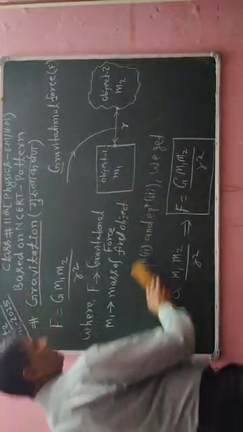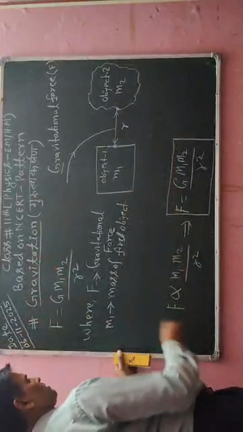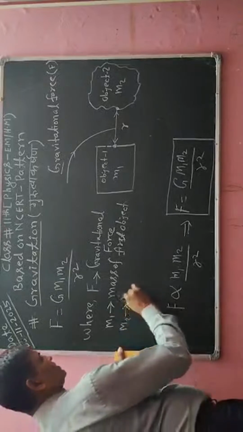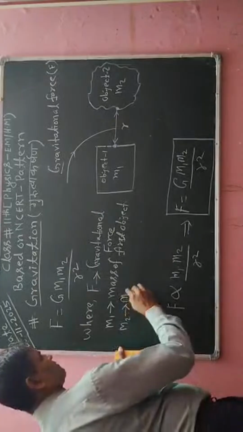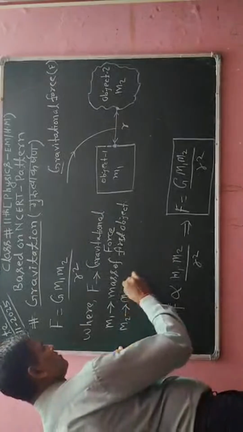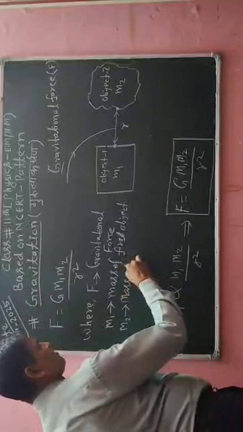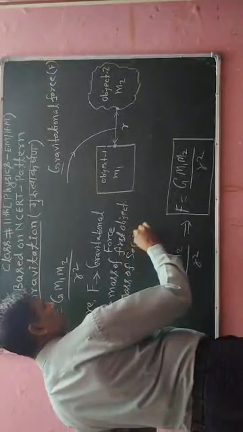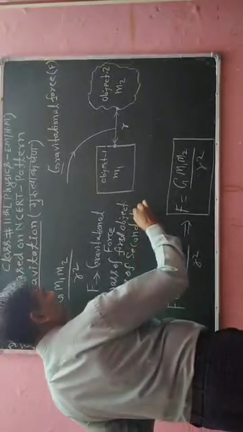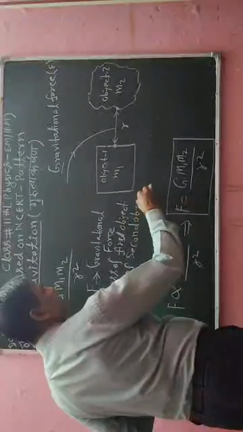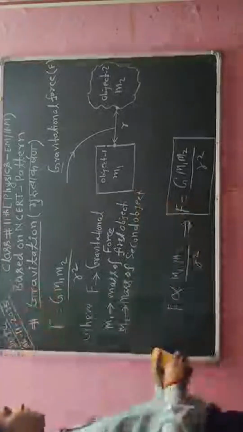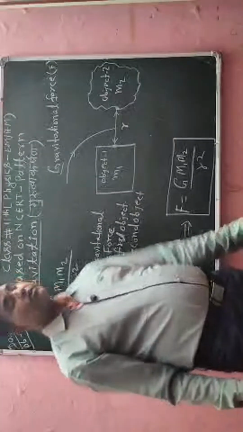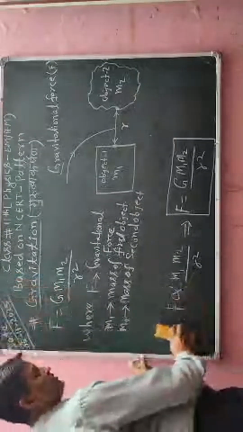Below that I will also write m2, that is the mass of the second object. Now r is the distance between these two objects, the taken objects.